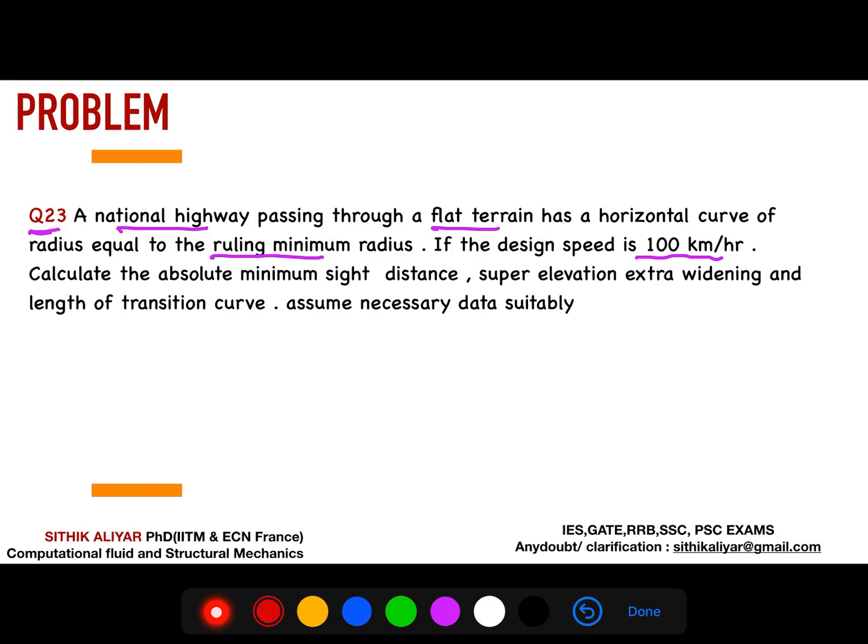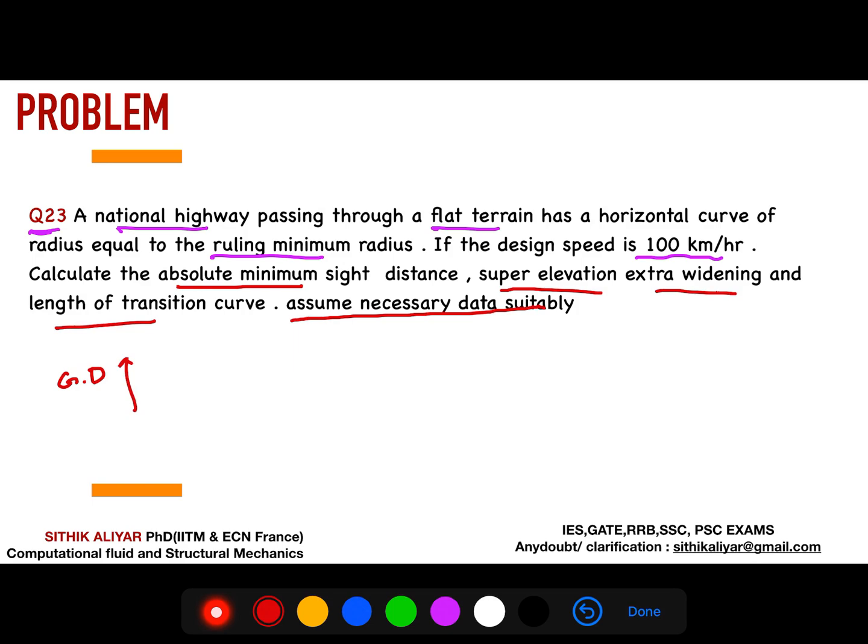Okay, you see they are asking you to find side distance, also super elevation, extra widening and the length of the transition curve. If you solve this problem, you will be able to solve all the theories whatever we have studied so far, and we have to assume the necessary data. Understood? So if you solve this problem, you will be able to determine everything whatever you have studied so far, like how to do the side distance, super elevation, extra widening, everything. All the theory you have studied in the last 4-5 sessions will be covered if you solve this problem.